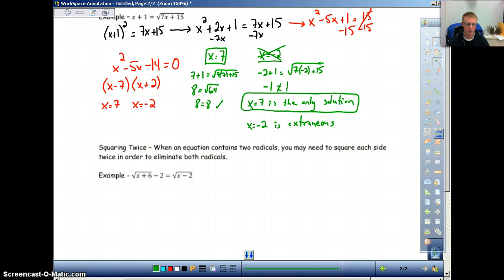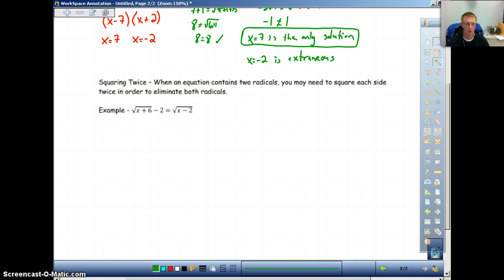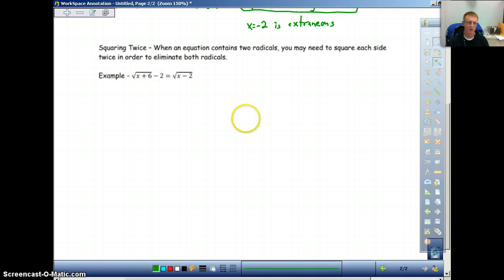Okay, so we have 5 minutes left. We are going to try and get through this problem instead of creating a whole separate video. This one is a little bit tough because it says squaring twice. When an equation contains two radicals, you may need to square each side twice in order to eliminate both radicals.